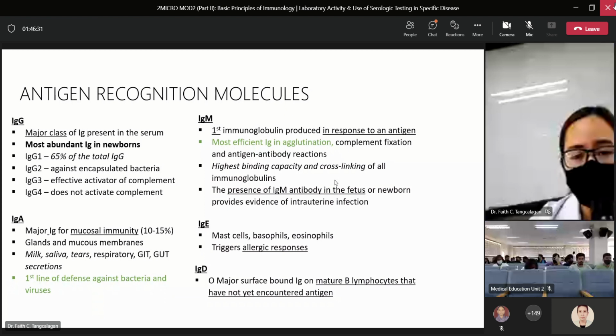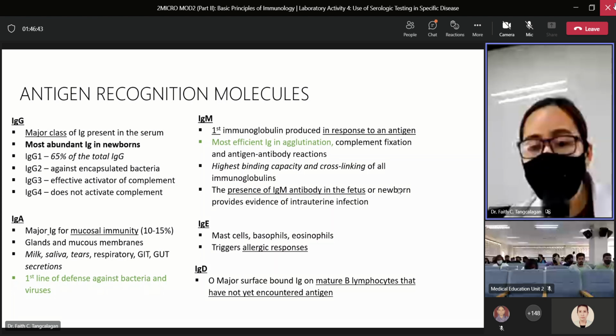Because it is the first immunoglobulin to be produced in response to an antigen. So you need to get both so that you will know whether his dengue fever is acute.